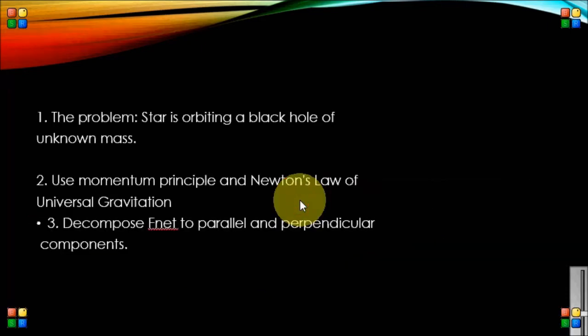Today we will be talking about Lab 3. The problem in this lab is that a star is orbiting a black hole of unknown mass. We want to find this mass. To do this, we'll use the momentum principle and Newton's law of universal gravitation. We will also decompose F-net into parallel and perpendicular components. I do this in the Python computational model to show.